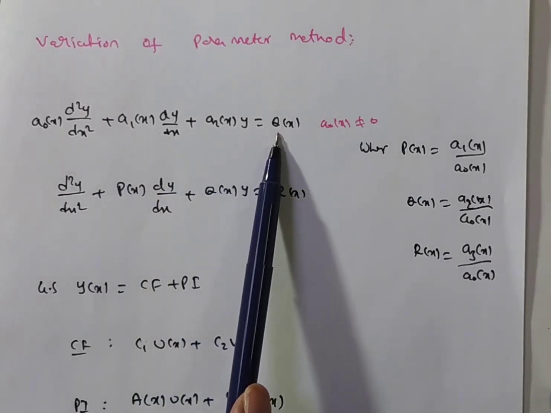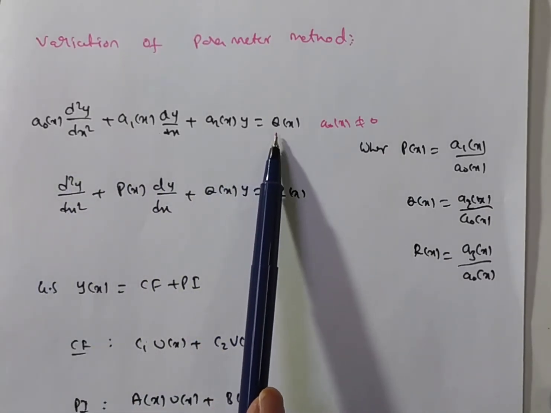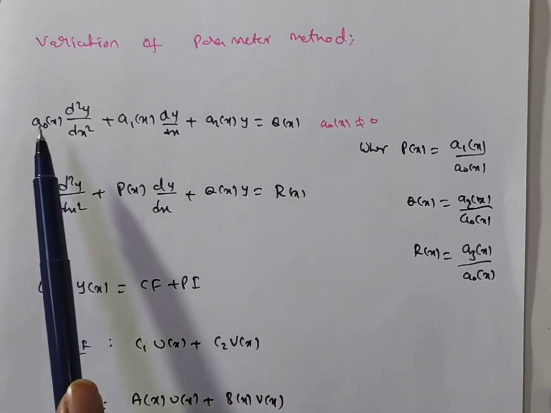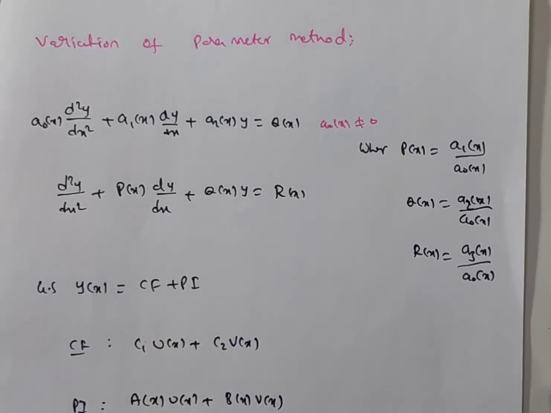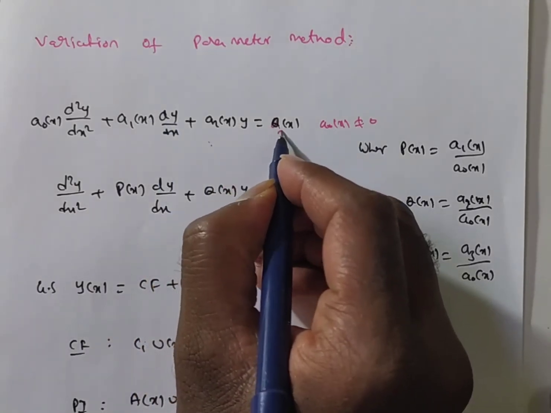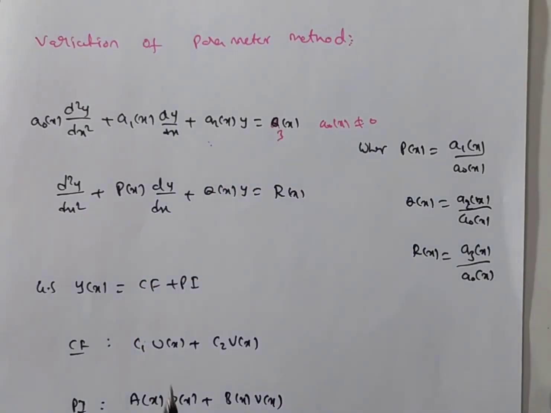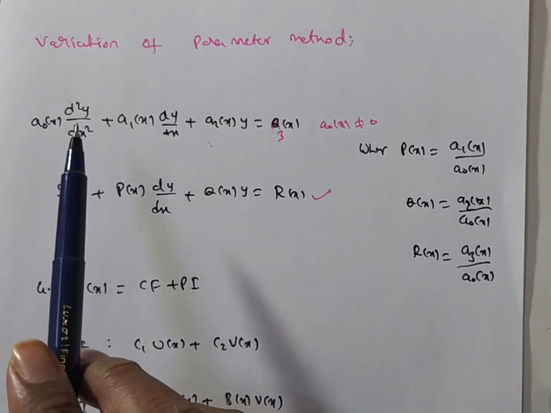Suppose it is a3 of x, let it be a3 of x, then a3 of x by a0 of x is called r of x. Is it clear for everyone? So this is a3 of x. Please consider a3 of x. Now it is a standard form of second order linear differential equation.